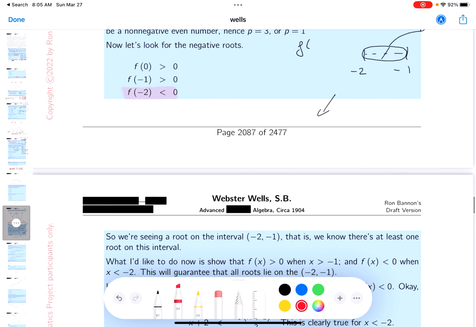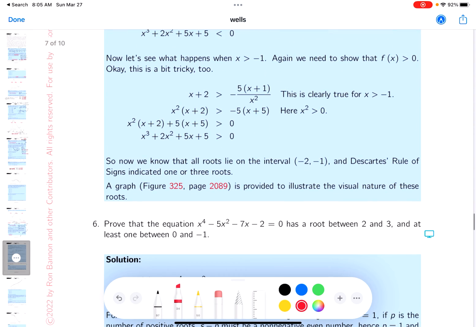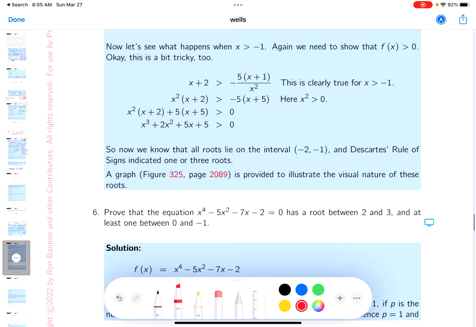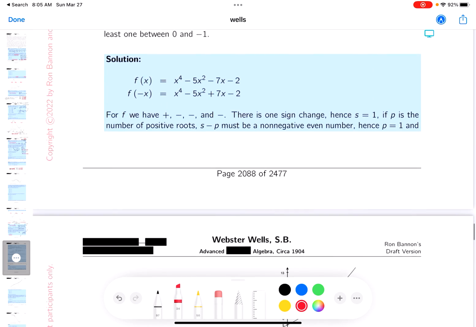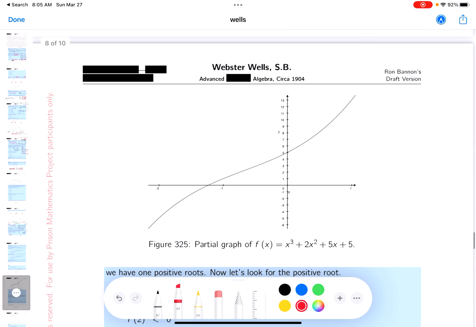I want to see if they provided a picture. I probably did a lot more work than I needed to, but let's look at the picture. It's right over here. By the way, it only has 1 root. All right? Only 1 root there.